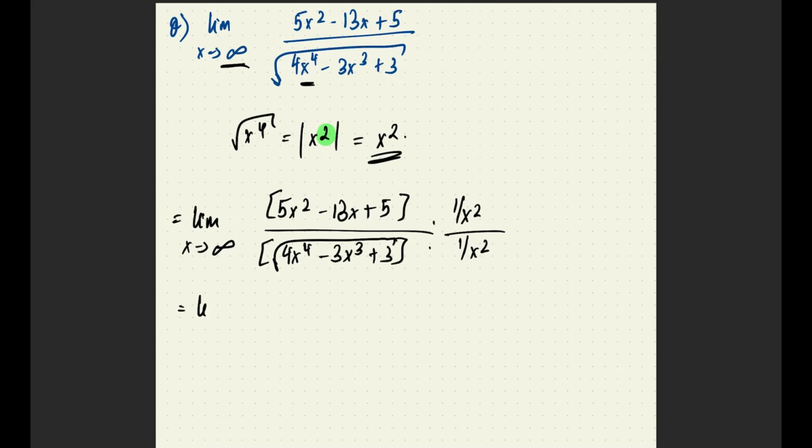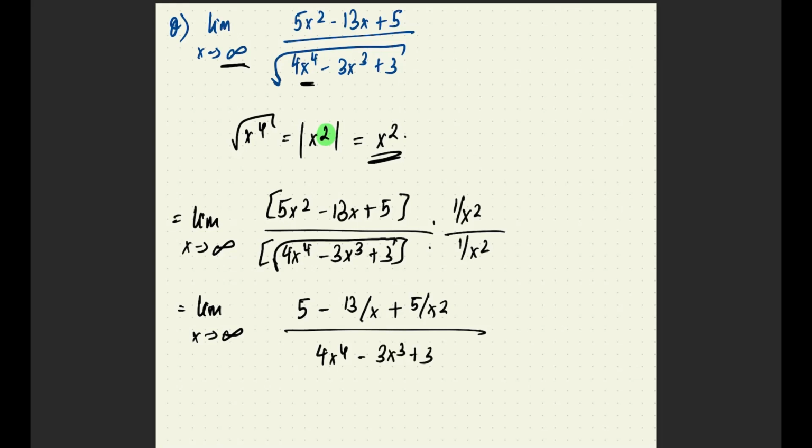So this now gives us the limit as x approaches infinity. 5x squared divided by x squared is just 5, minus 13x over x squared is just 13 divided by x, plus 5 over x squared, multiplied by the square root over here. So 4x to the 4 minus 3x cubed plus 3 under the root, times 1 over x squared. So rather than writing it as multiplied by 1 over x squared, I can just divide this by x squared, and it's the same thing.